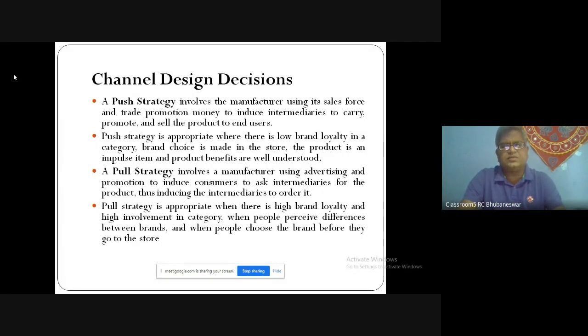And pull strategy works through advertisement. Look at Patanjali, they advertise several times on new channels, and in automobiles also they use advertising and promotional campaigns. That type of campaigning is called a pull strategy. They pull the product, which can induce the customer to ask the intermediary for the product, and so induce the intermediary to order it. It means that push and pull strategy is what is maintained in channel design decisions.